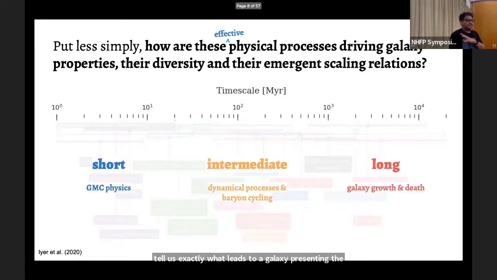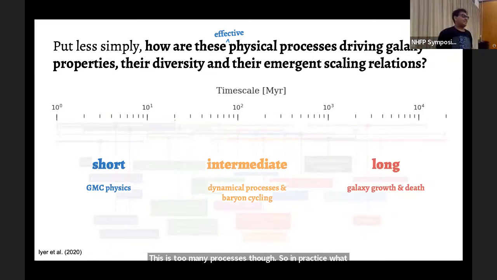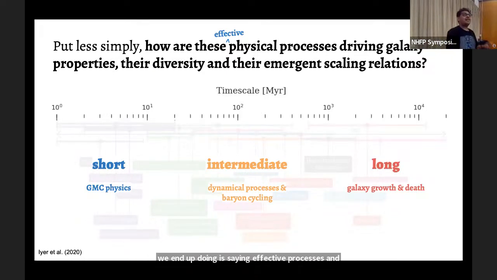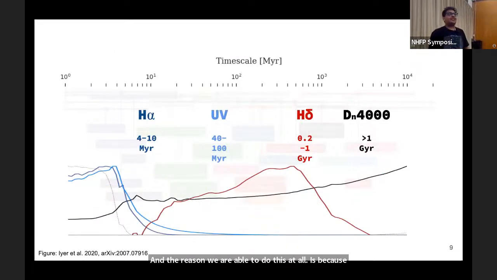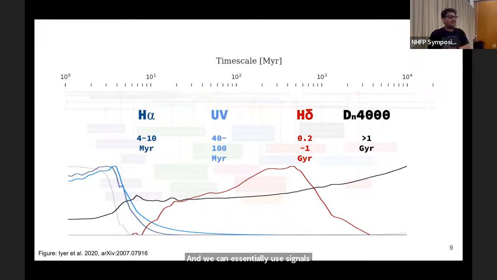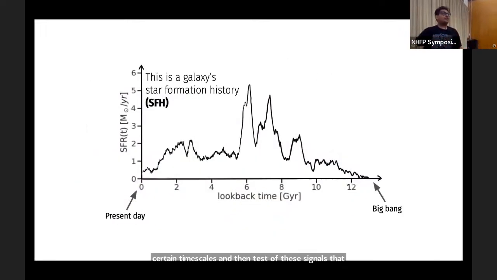This is too many processes though. So in practice, what we end up doing is saying effective processes and chunking it up into timescales and then studying things on discrete timescales. And the reason we're able to do this at all is because different stellar populations tend to leave unique spectral signatures in different parts of the electromagnetic spectrum. And we can essentially use signals that are sensitive to certain timescales, and pairs of these signals, to come up with constraints on how a galaxy's stars formed over time.